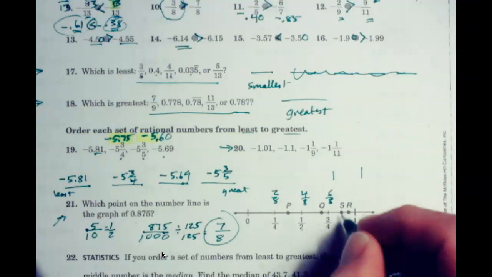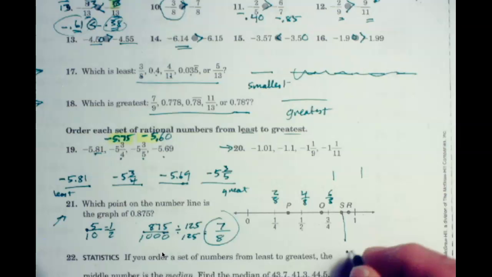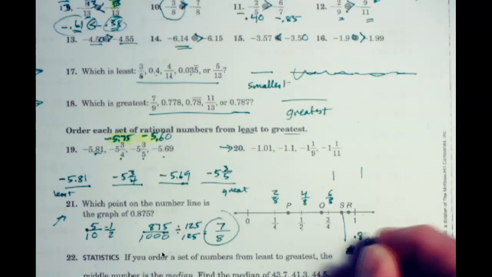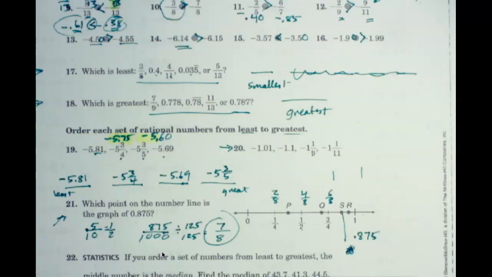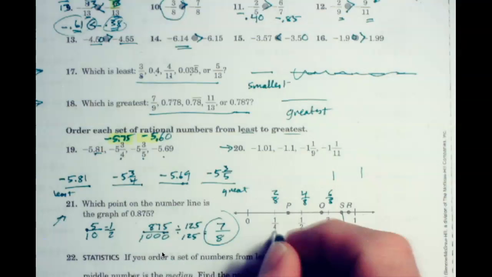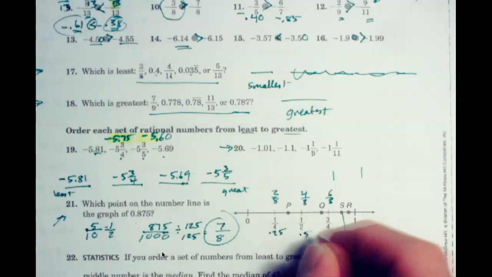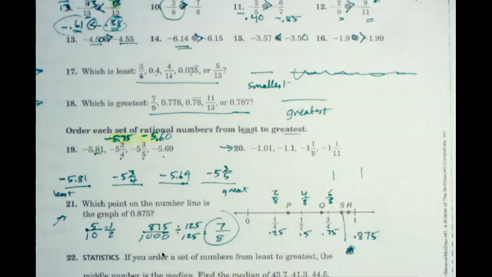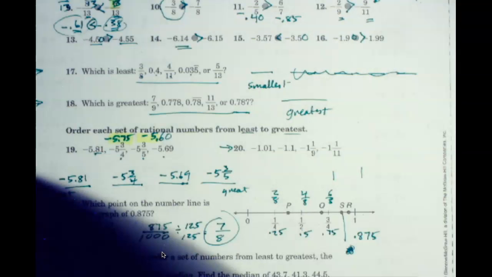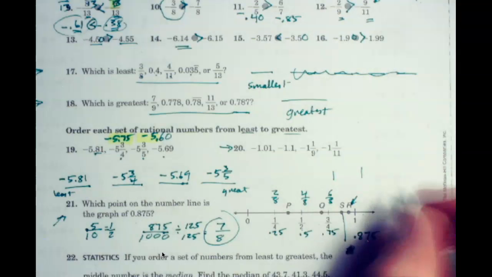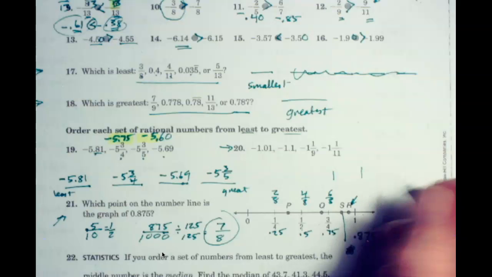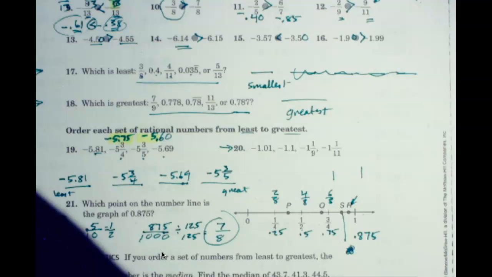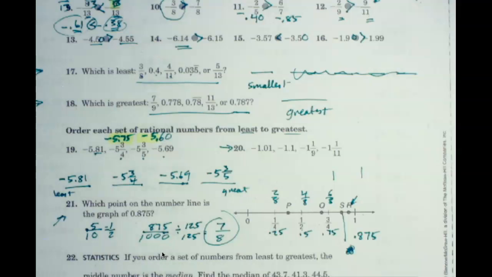So this point S has to be 0.875. Now, another way of doing this is just to convert all these fractions into decimals, and you could have done that. So whatever you like on that one. R is too close to 1. This is probably closer to, I don't know, 0.92 or something like that. All right? Very good.